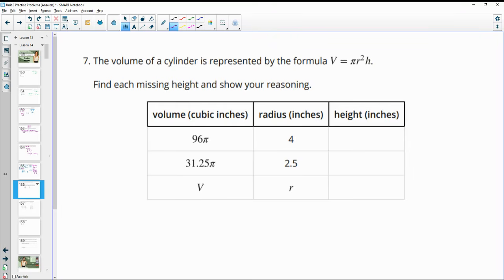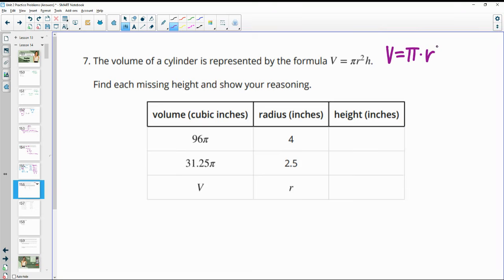Number 7, the volume of a cylinder is represented by this formula. Find each missing height and show your reasoning. In this one, we see the bottom one just gives us V and R, which means that we're solving for H. These are the cases where I think it's really helpful to solve for H right away, because you're doing multiple cases of solving for it. So I'm just going to solve for this bottom one first. I'm going to take the volume formula here, and I'm going to solve for H.